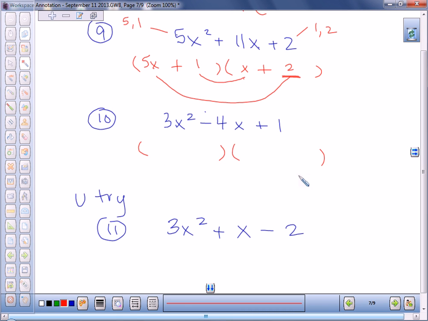All right, so number 10, 3x squared minus 4x plus 1. So my first term is 3x squared. What's the only way to break that up? 3x and x. And then this one's even easier because 1 and 1. So on this one, all I have to think about are the signs. I'm multiplying to get a positive, but I'm adding to get a negative. Negative 1, negative 1. Do you see that gives me negative 3x plus negative 1x. Is that negative 4x? Yep, we did it. Touchdown. Okay, you try example 11.